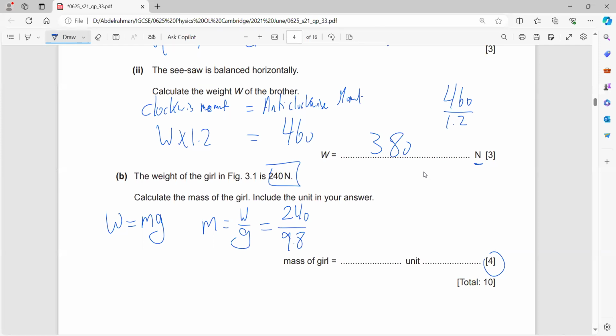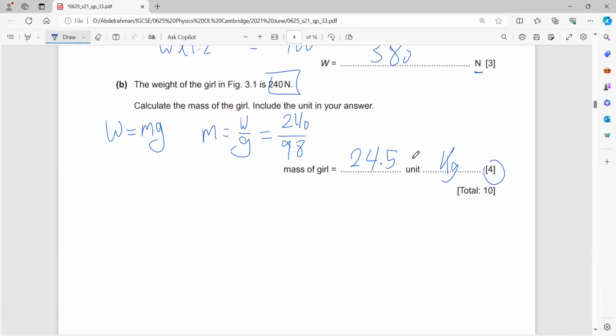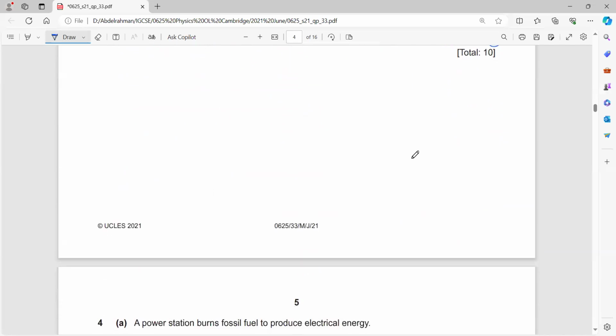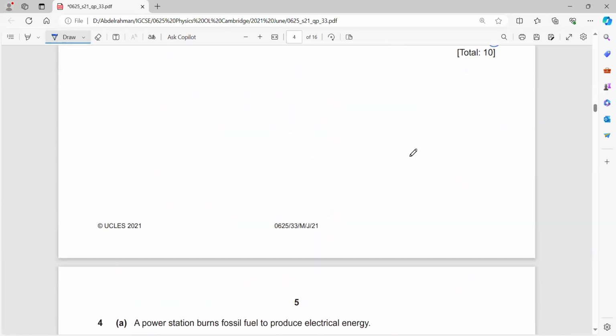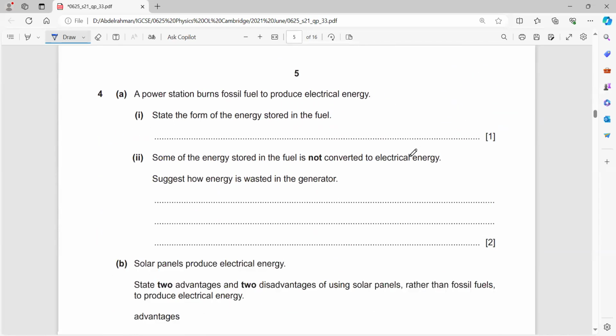24.5. What's the unit? If you write down grams, it is wrong. It must be in kilograms. 24.5 kilograms. Very easy. We took 10 very easy marks.